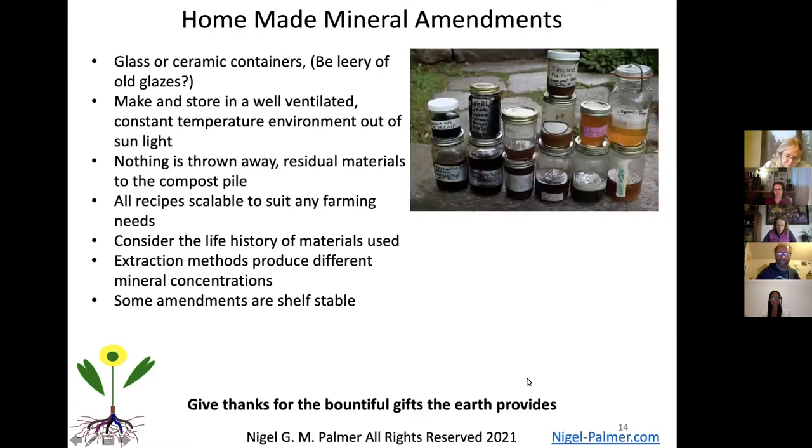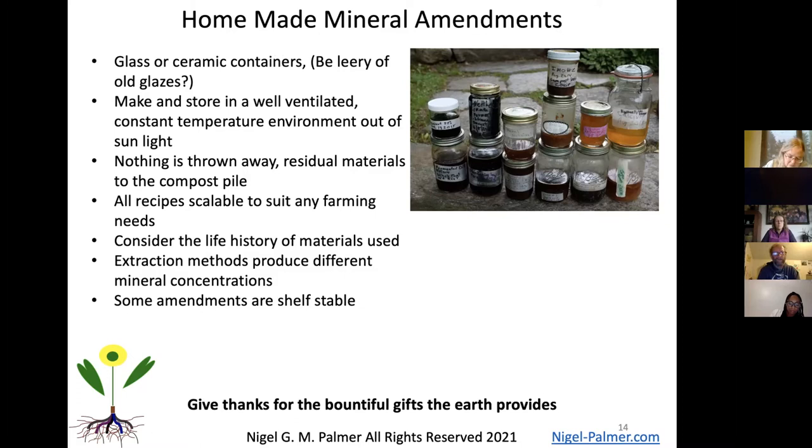There we are. And so now I'm gonna talk about mineral amendments. And first at a very top level, use glass or ceramics when you make these things. There are reactions going on, especially if you're using vinegar, and things like plastic are undesirable. The bottom line is you use what you have. So this is just a hierarchy of ideas. Make them and store them in well-ventilated, constant temperature environments.